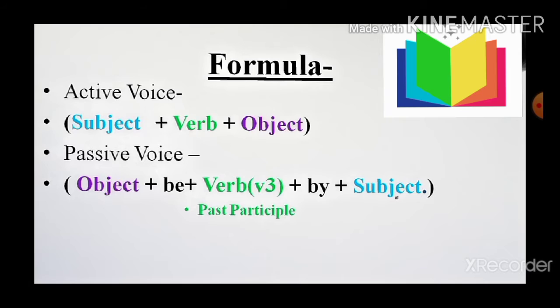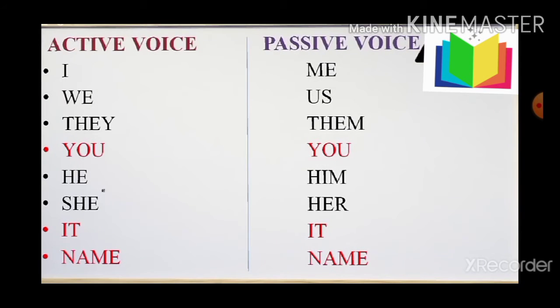When we convert sentences from active voice to passive voice, certain changes take place in subject. Let's see what changes occur in subject. I becomes me, we becomes us, they become them. You remains you, he becomes him, she becomes her, it remains it, and a name remains the same, that is name.